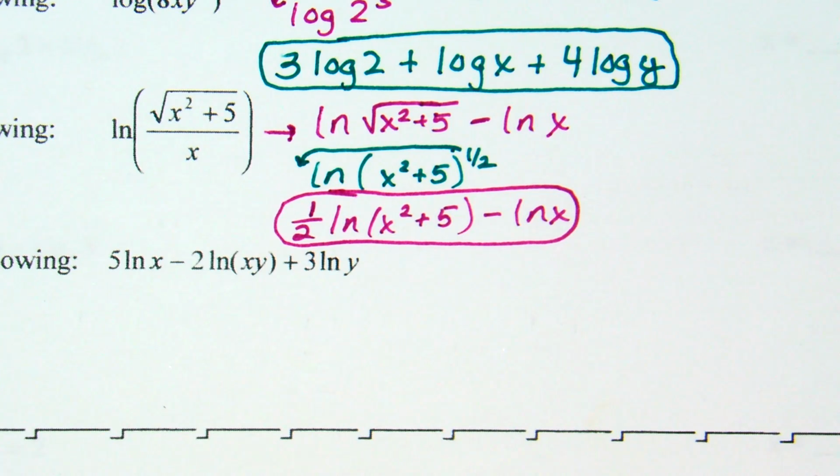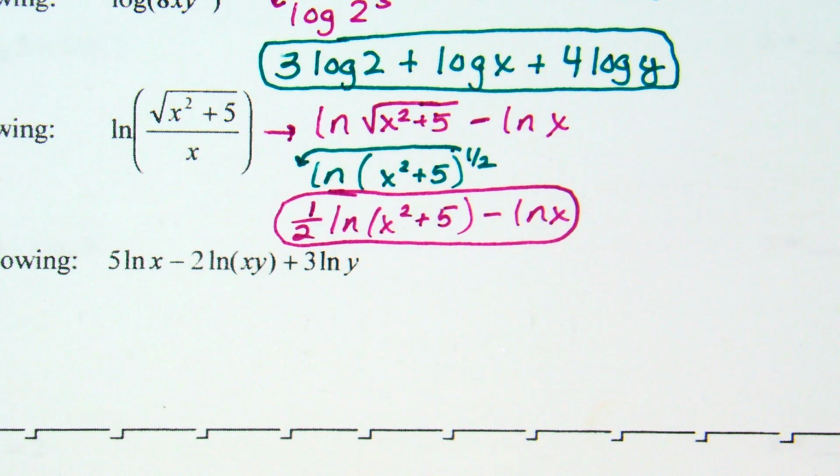Notice what example 3 says. Condense. So now they're giving us multiple logs, and we're going backwards. Exactly. We're trying to take all these multiple logs, which all happen to be natural logs, and we're going to put them all together. In other words, our final answer is going to end up being natural log of some quantity. So what's the first thing I can do?